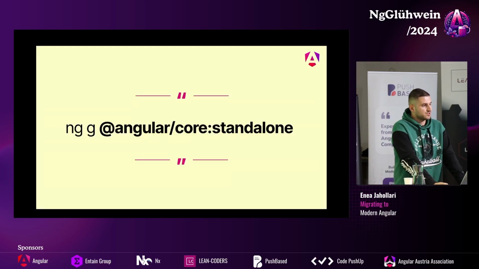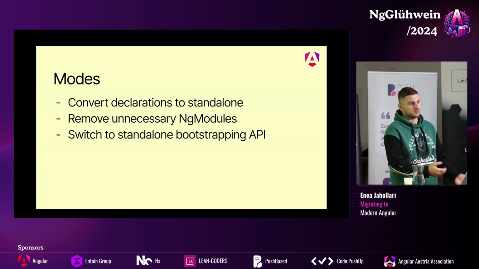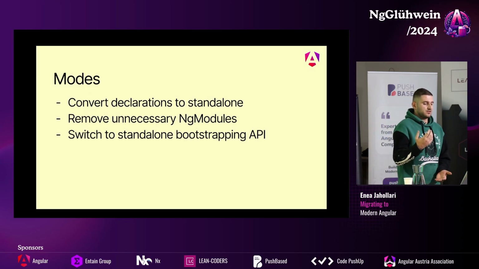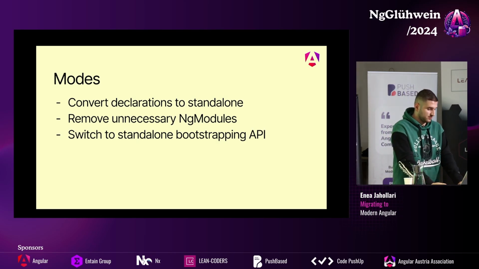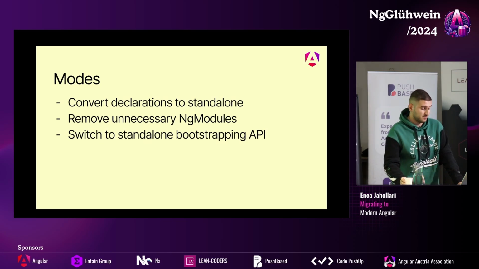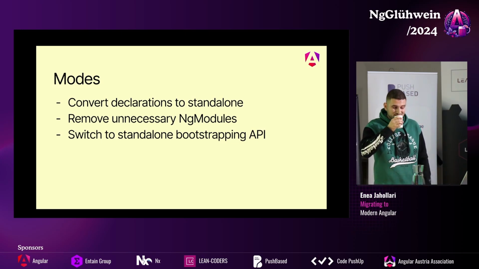And in order to migrate to standalone, of course, there's also a schematic, which is Angular core standalone, and that will give us three ways of migrating. The first one is just convert the declarations of modules to standalone. That probably will work really well if you're not doing a lot of component extensions or extending components and declaring them in multiple modules, because there's no compiler or magic thing that can fix those components.